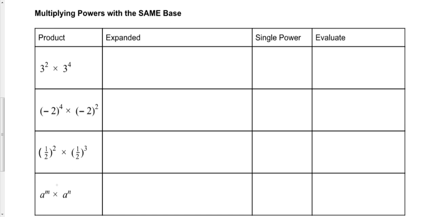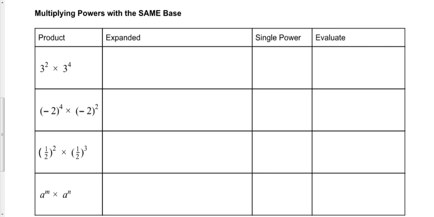We're going to look at how to multiply powers that have the same base. For example, we've talked about a power, and we've identified what its base and its exponents are. So now what happens if you have two powers that have the same base and different exponents? And can you multiply them?